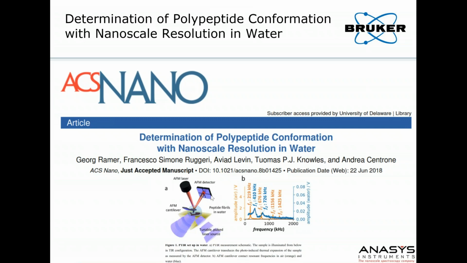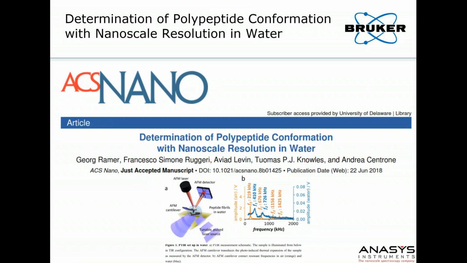One of the problems, of course, is that water absorbs very strongly in the IR, and so we move back to the Nano IR 1 configuration, where we come up through the bottom with the laser through a zinc selenide prism. The reason is we get less depth of penetration into the sample, and that helps us reduce the water background.